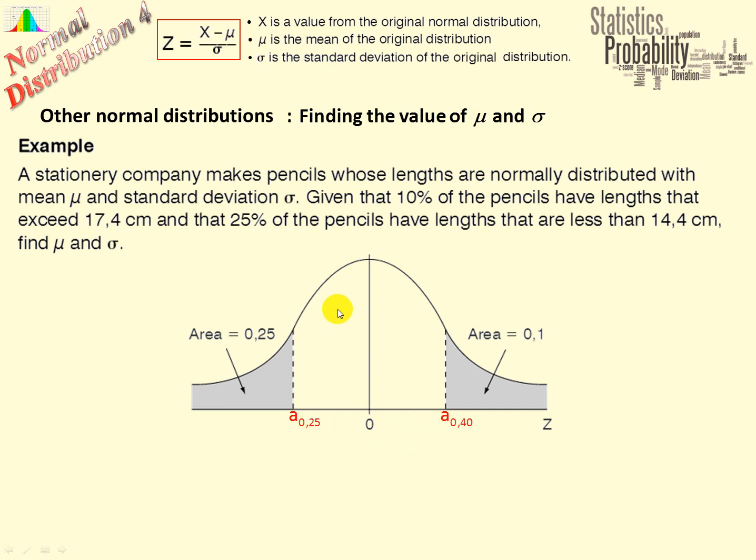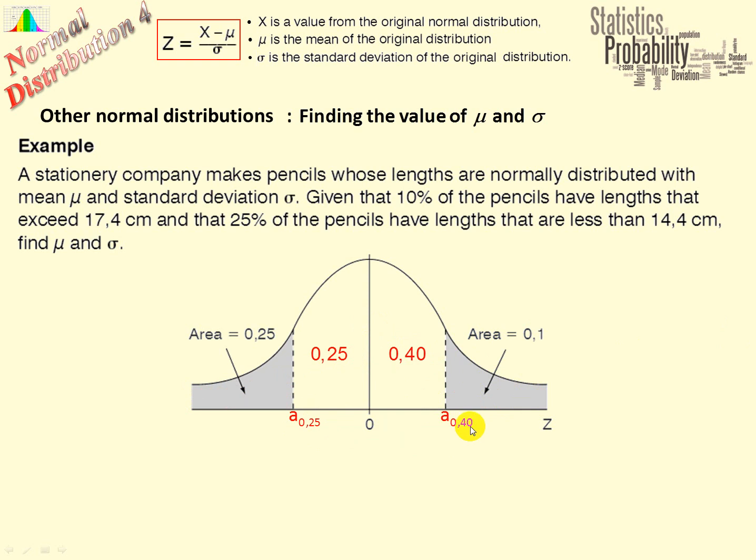Now, that's the area value of 0.4, and that's the area value of 0.25. How do we get that? Well, this z table works with areas between the mean 0 of the standard normal distribution and the actual z value, little z. So this full area is 0.5, take away 0.1, so this area is 0.4. That's 0.25, take away from 0.5, and that's 0.25. So therefore that's the 0.4, 0.25.